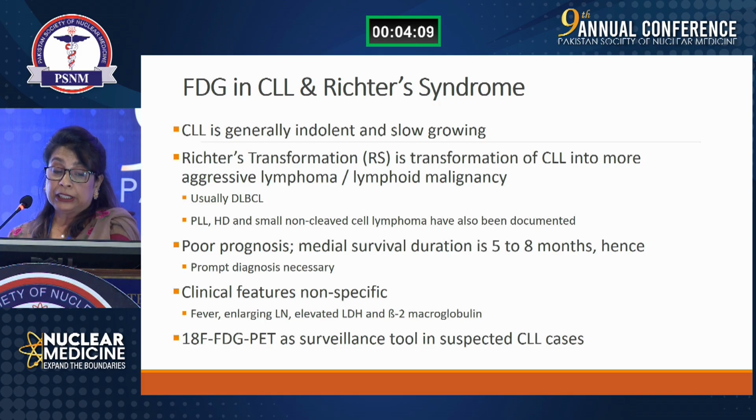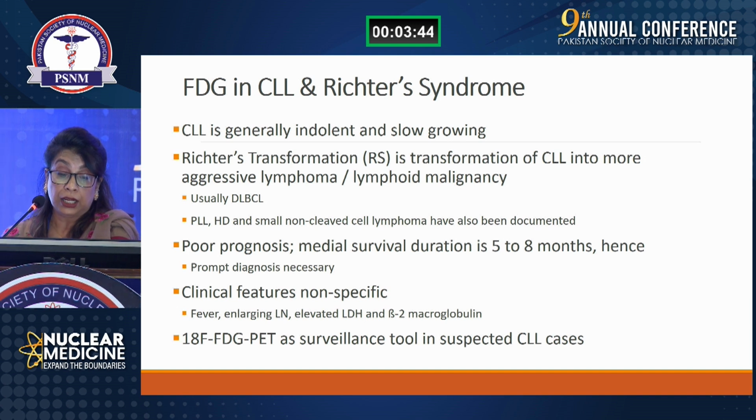It carries a poor prognosis, the median survival is 5 to 8 months, and prompt diagnosis is very necessary. Now, the clinical features are very non-specific, and the patients complain of fever and enlarging lymph nodes, which they don't suspect to be of great significance. However, that may be the first telling sign of this conversion, along with elevated lactate dehydrogenase. If CLL patients complain of lymph nodes, they should be followed with FDG PET as a surveillance tool.